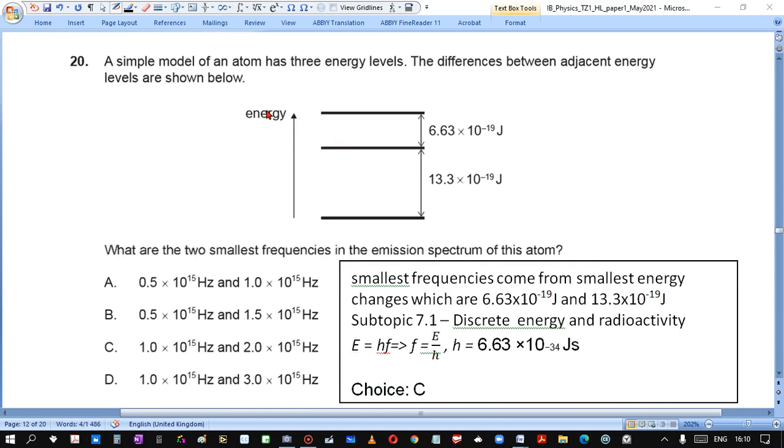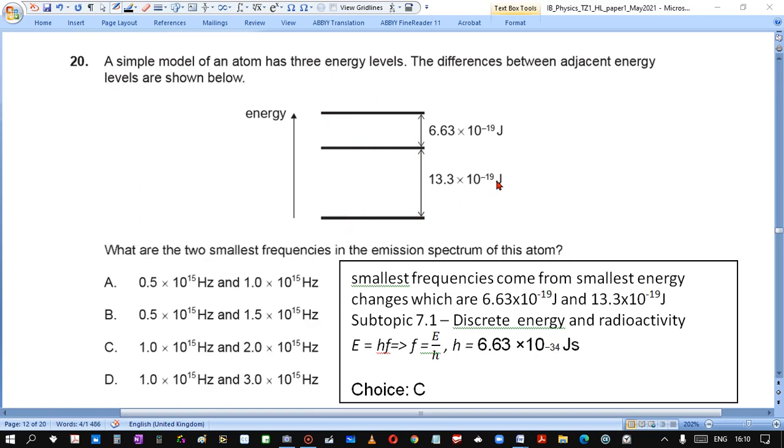Question 20. A simple model of an atom has 3 energy levels. The differences between adjacent energy levels are shown. What are the two smallest frequencies in the emission spectrum? So emission spectrum means going down. So the smallest frequency is the smallest energy. So we use energy differences 6.63 and another 13.3. The only one left is from upper to the bottom, which is much greater.